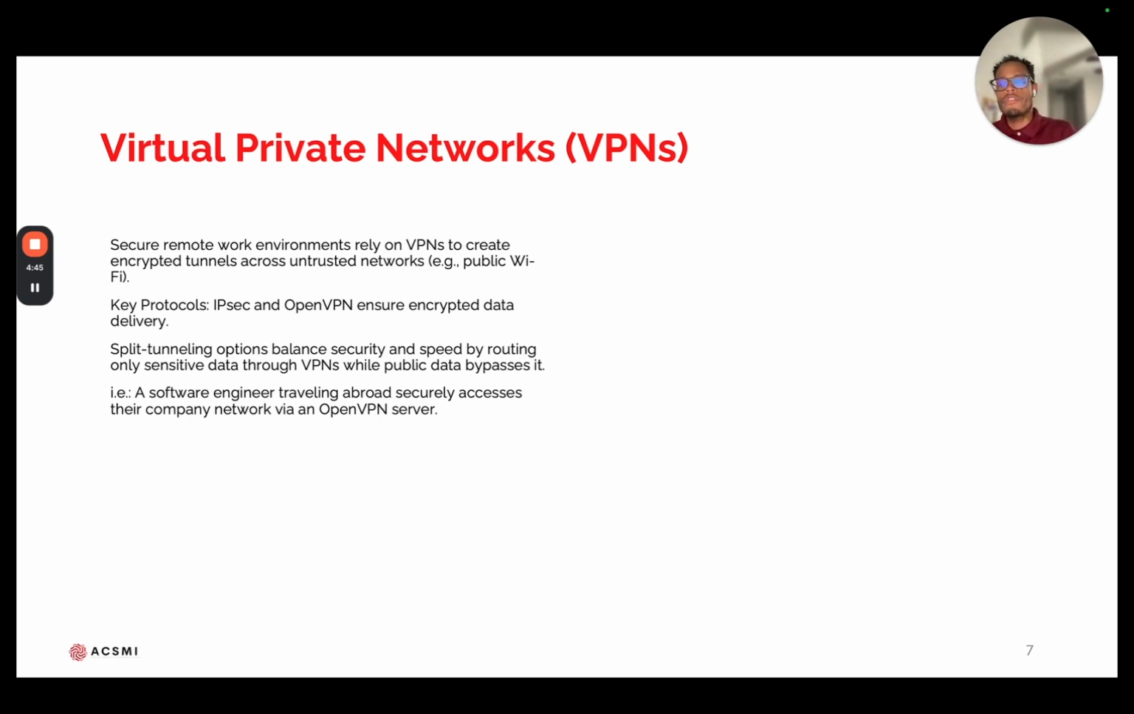So when you're using a VPN, you're using protocols such as IPsec or OpenVPN, and you have the ability to do split tunneling, where you can route the actual traffic that's going from your work system to your corporate network, and then you can have the other data going for just public, right? You can bypass all the other stuff.